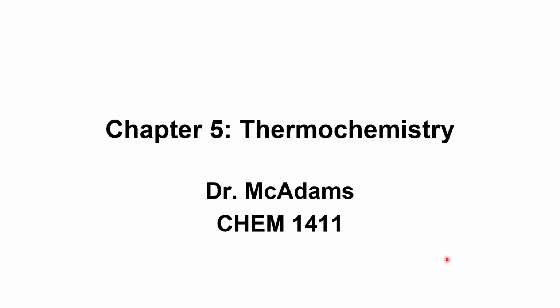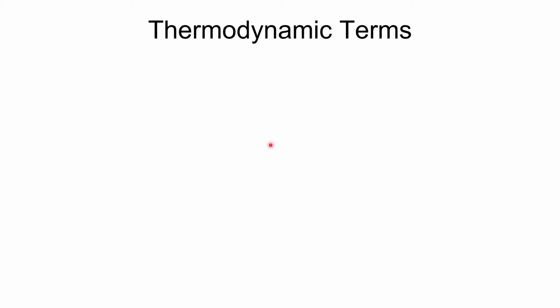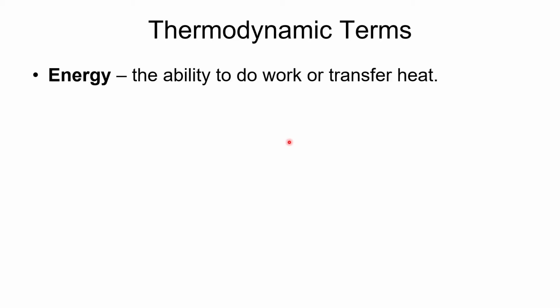In Chapter 5, we will be looking at the field of chemistry that is called thermochemistry. So to get started, I'm going to give you a few important terms that you will be using in this chapter. First of all, energy. Energy is the ability to do work or transfer heat.